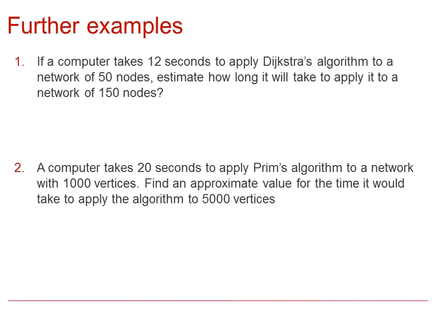Here are some additional examples. With Dijkstra, we know that we are talking about a quadratic, so we say it's proportional to n squared, in which case we know that the scale factor from 50 nodes to 150 is 3, and so we would say 12 times 3 squared, which would give us 108 seconds.